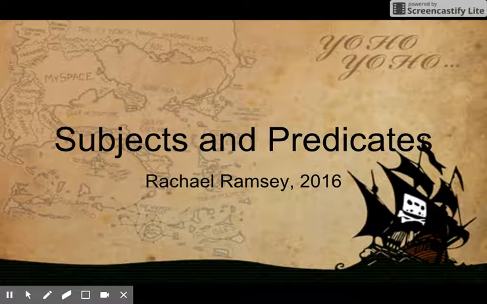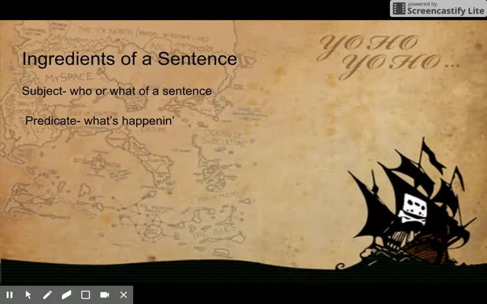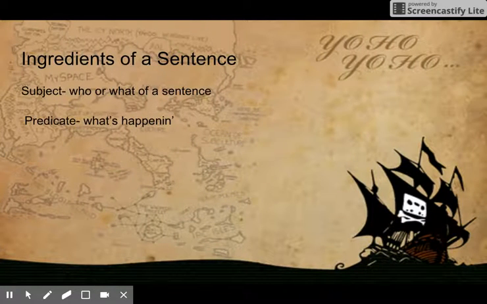Today we are going to be talking about subjects and predicates. So, Grammar Pirates, a sentence needs to contain a who and a what's happening, otherwise known as a subject and a predicate.